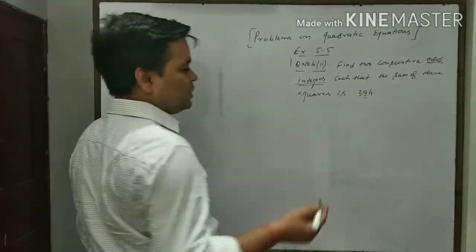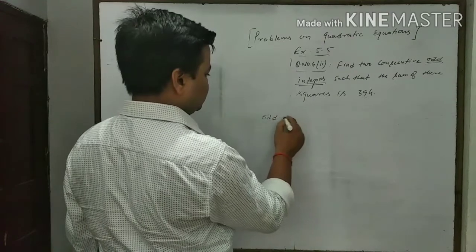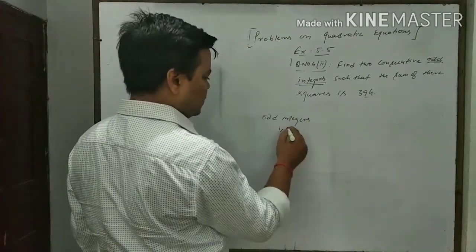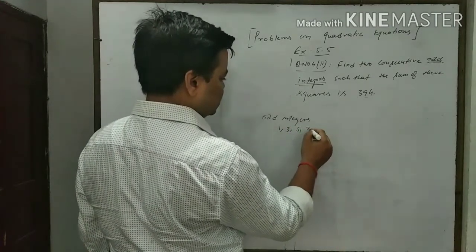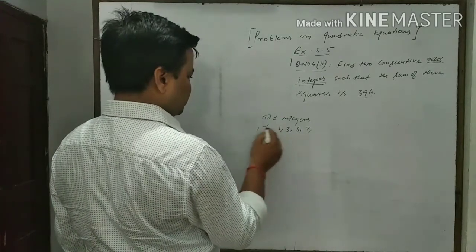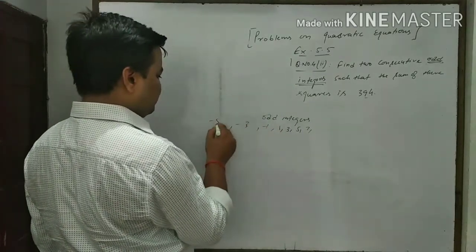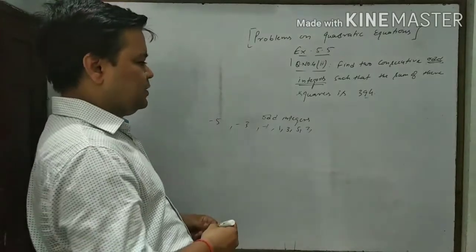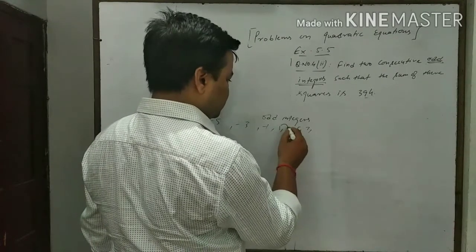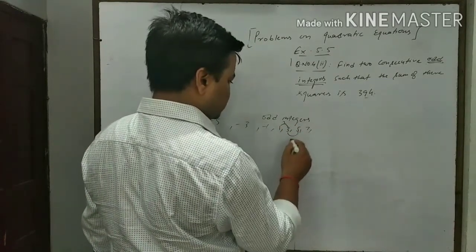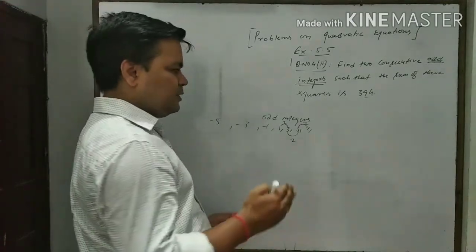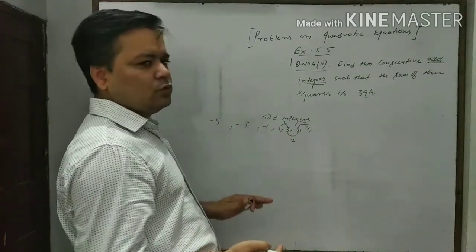So first of all we should understand what odd integers are. Odd integers are like 1, 3, 5, 7 and also minus 1, minus 3, minus 5, like that. They are examples of odd integers. And we know that the difference between two consecutive odd integers is 2. The difference between two consecutive odd integers is 2.